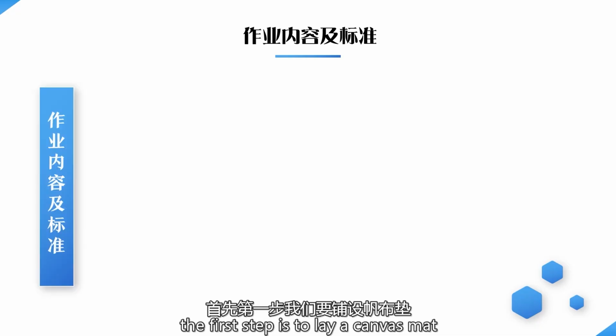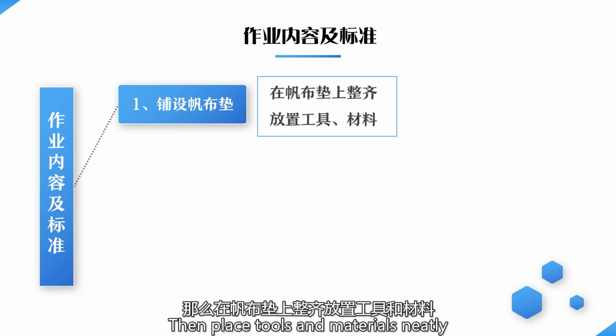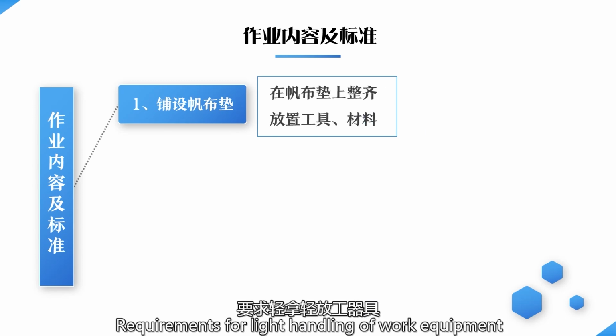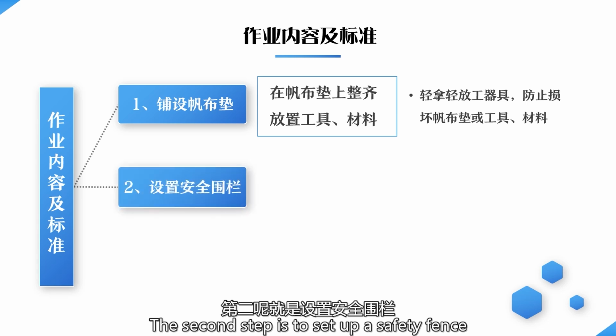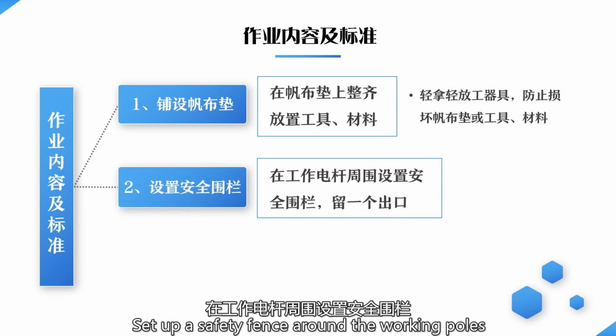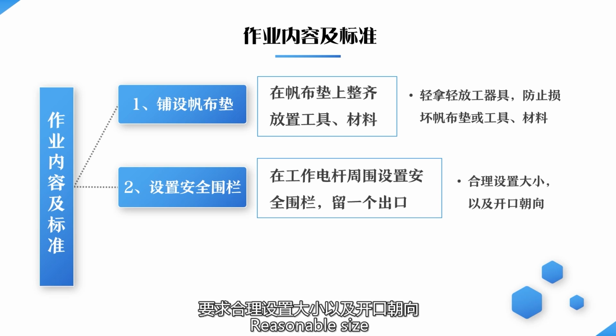First of all, the first step is to lay a canvas mat. Then place tools and materials neatly on the canvas mat. Requirements for light handling of work equipment to prevent damage to the canvas mat or tools and materials. The second step is to set up a safety fence. Set up a safety fence around the working poles. Leave an exit. Reasonable size and direction of the opening are required.